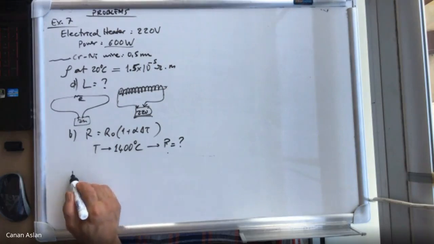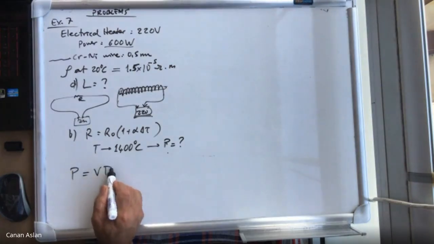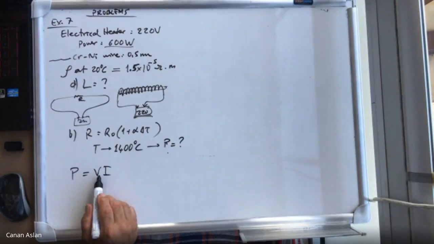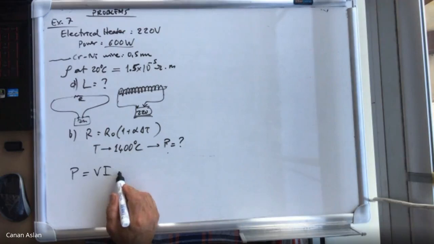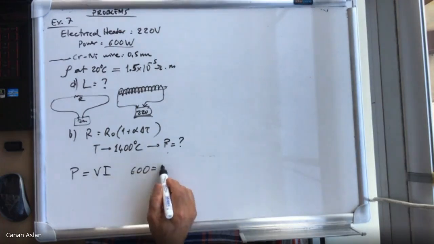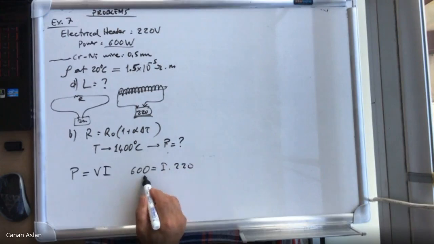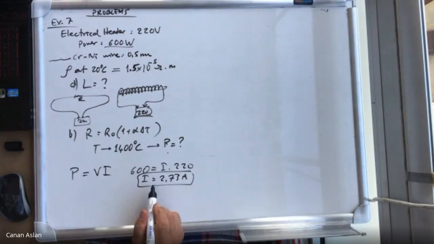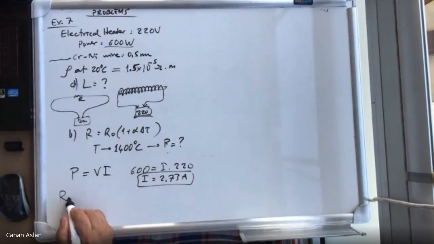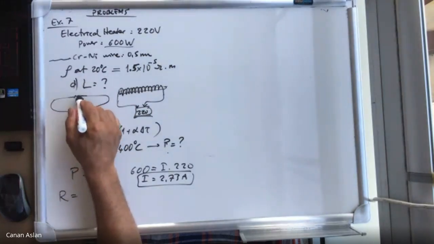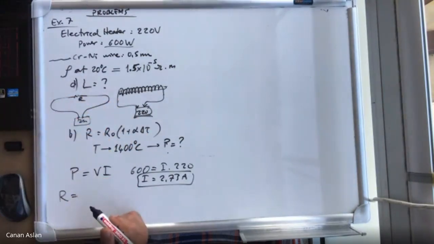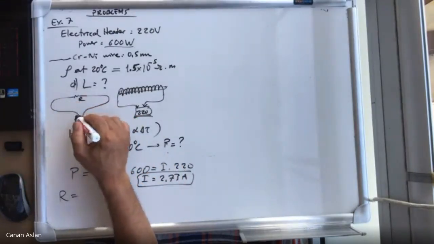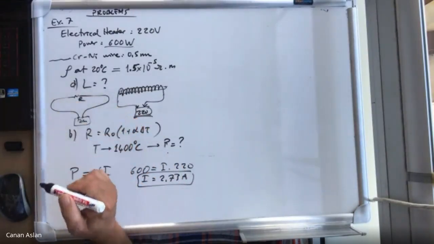So first of all, P equals VI. The power is given by the product of potential times the current. From this we can find the current, because 600 is equal to the current times 220. The current will be 2.73 amperes. So if the current is 2.73 amperes, you can find the resistance. Remember that the resistance should be there. This is the resistance of the wire, by the way. Is this wire going to give you a considerable amount of resistance?